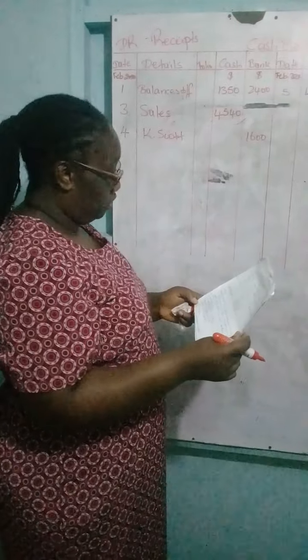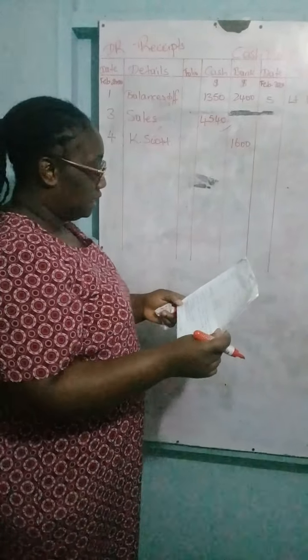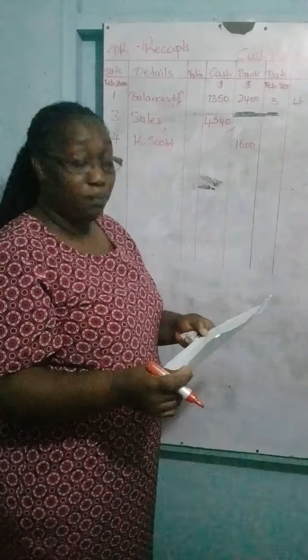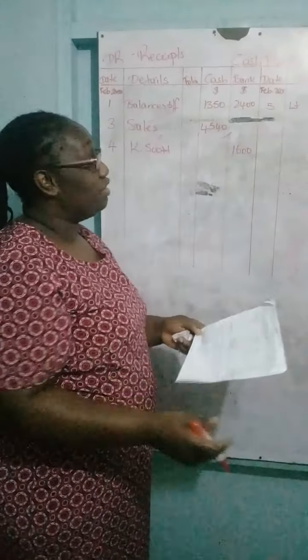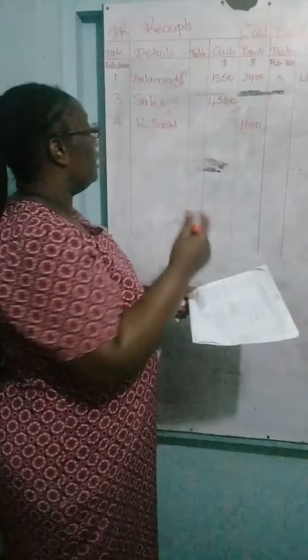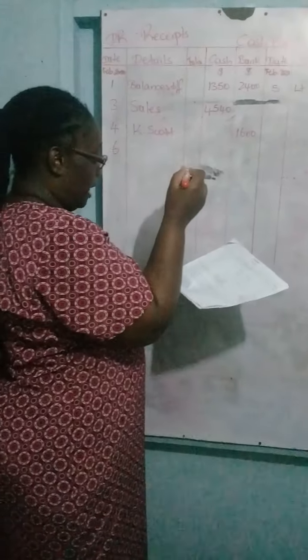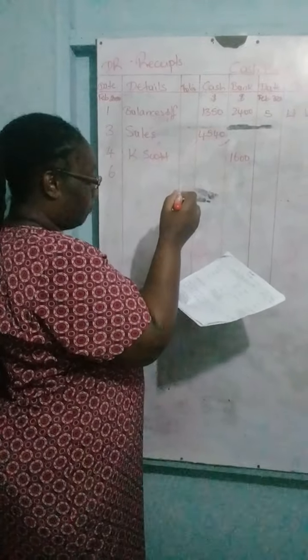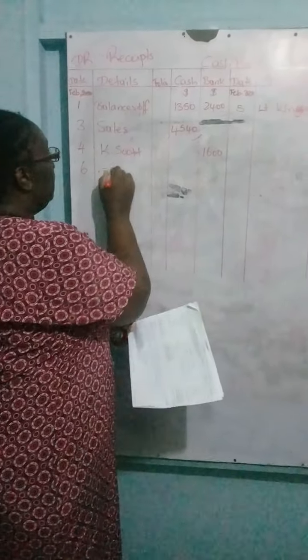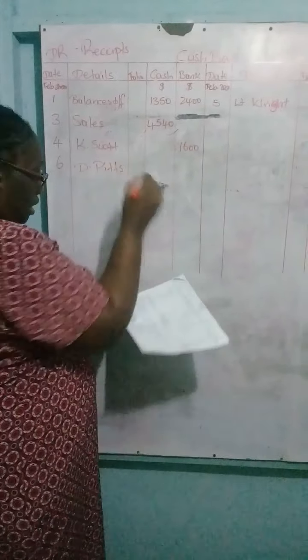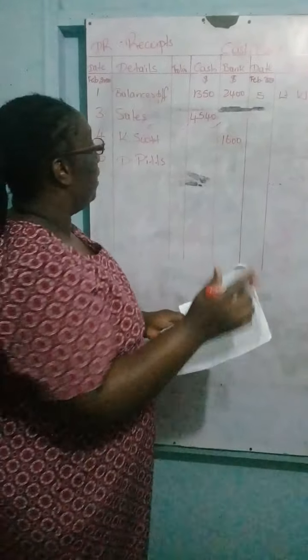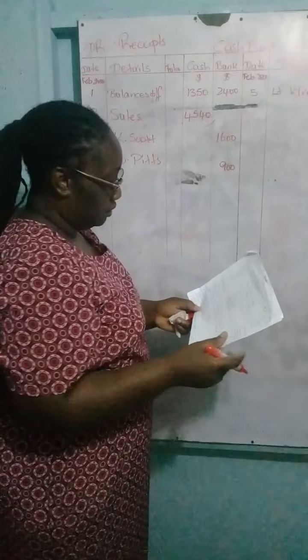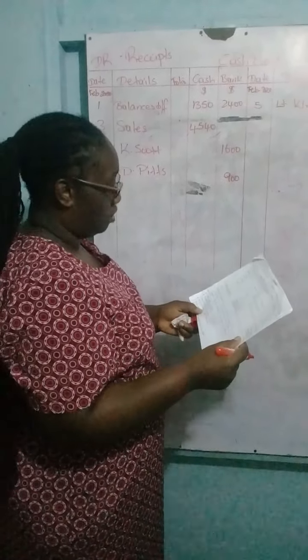Okay, let us continue. So on the 6th received a check from D. Pitts $900. So that's a receipt, money coming in the business. So it goes on the debit side. That's the date. The check is from whom? D. Pitts. And check has to do with bank. So it goes on the bank column. And that's $900.